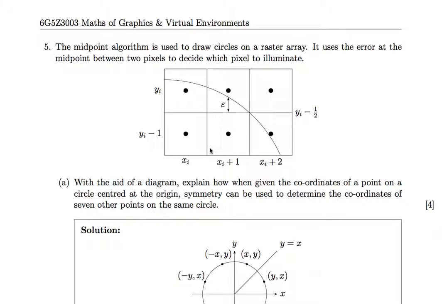I'll talk through the solution to question 5 on the examination paper from 2015 for the unit Maths of Graphics and Virtual Environments. This question is all about the midpoint algorithm, which is used to rasterize circles on a raster array, and you're presented with this diagram which will help you later on in the question.